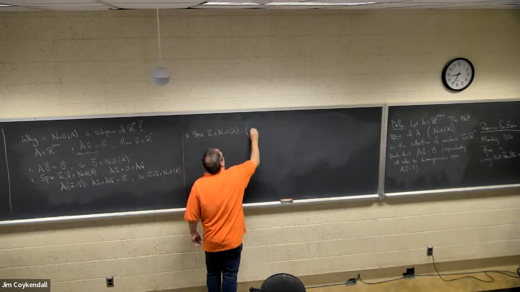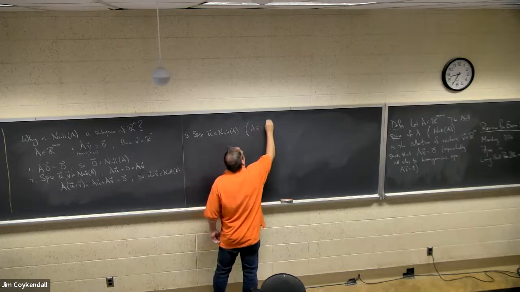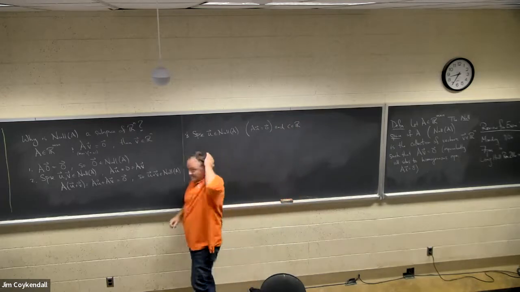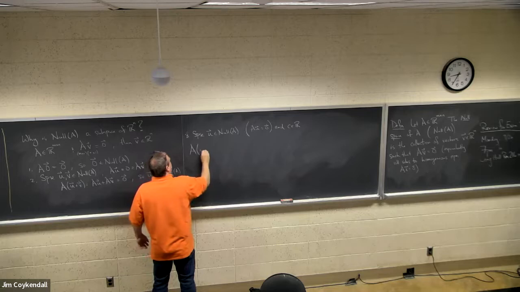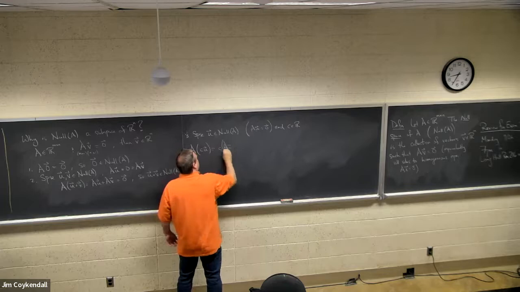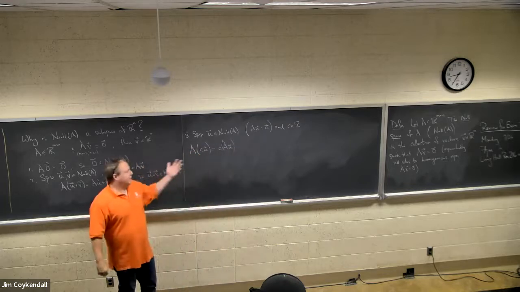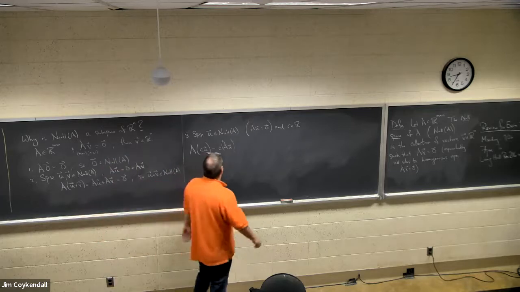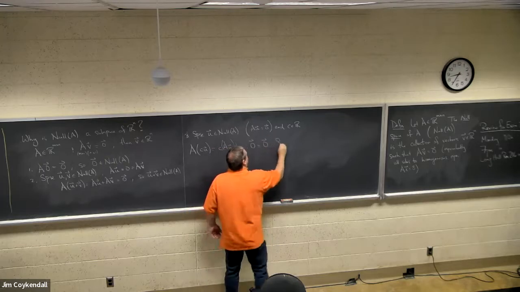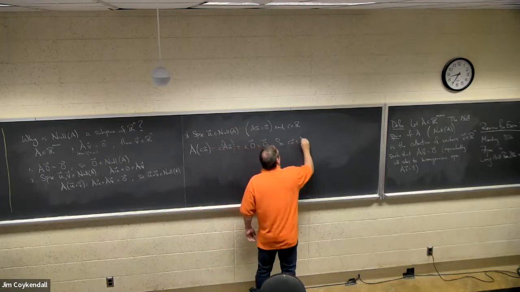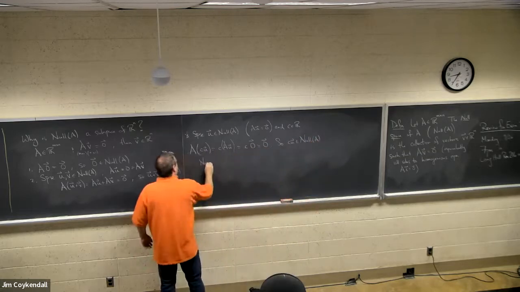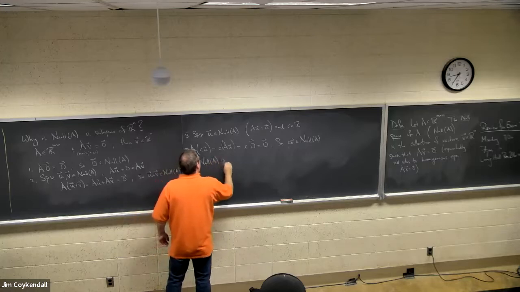And finally, we have to have any scalar multiple of U in the null space. So again, this means that AU is 0 and C is just any number. If you look at A of CU, this is C times AU, because you can pull numbers out of the vector and out of the matrix. And this is C times the 0 vector. So we have the null space of A is a subspace.